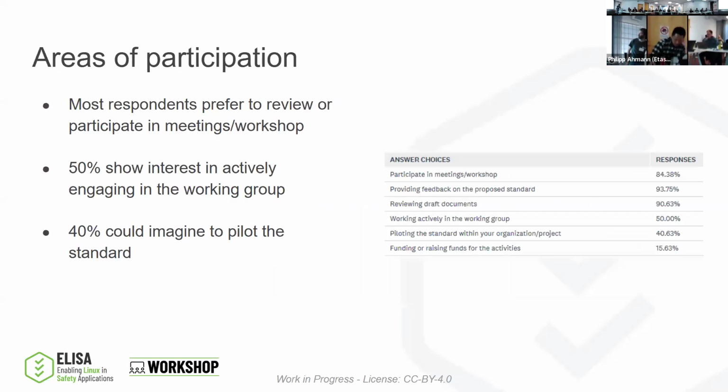So areas of participation, we see that most people want to participate in meetings. They would also be willing to provide feedback, which we have with 93%.